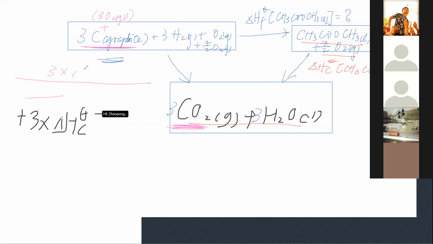So 3 times delta H of, there should be combustion.